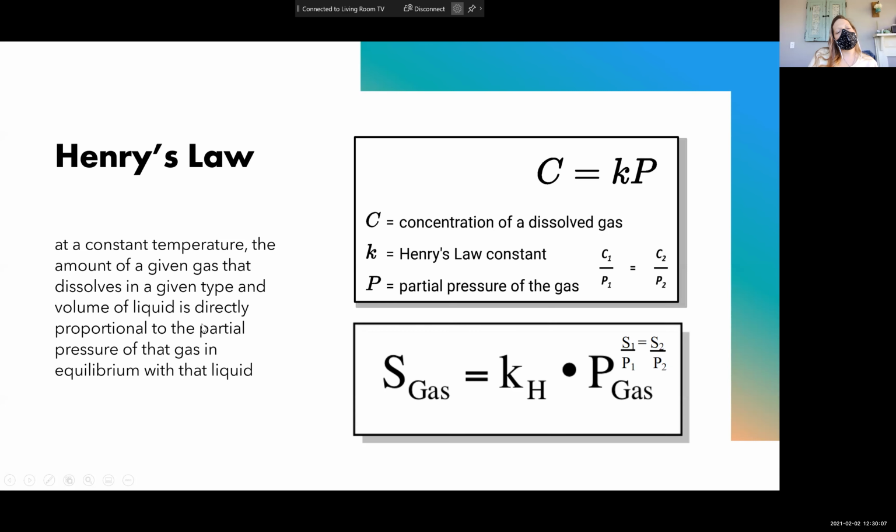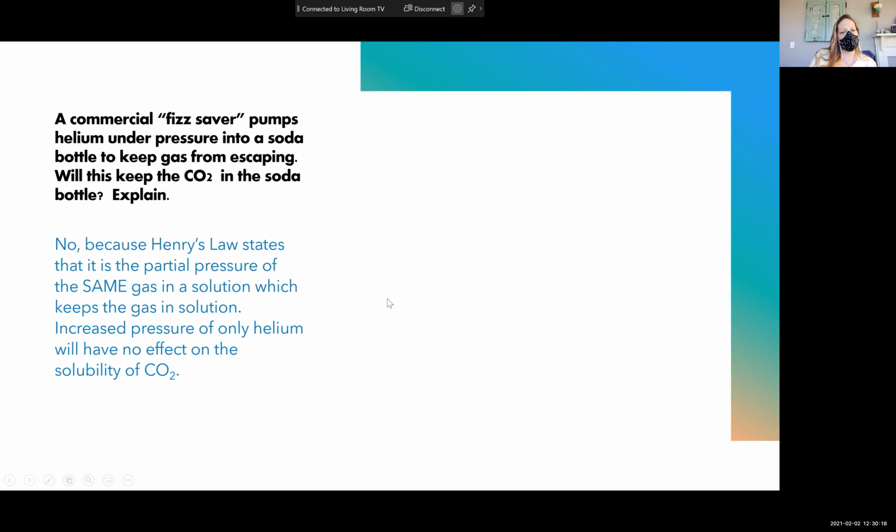I think the purpose of the question for your book, the way they worded it, is that it says a given type of gas and a given type of liquid. So from their perspective, when they wrote the book, the answer was no, because Henry's law states that it is the partial pressure of the same gas in a solution which keeps the gas in the solution. So increased pressure of only helium would have no effect on the solubility of CO2.